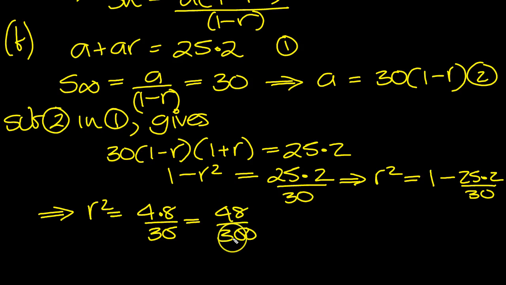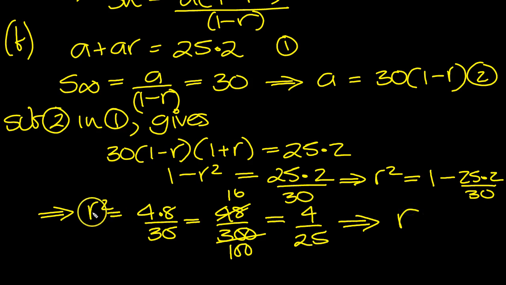16 threes, yeah, 16 threes, so that's 16 over 100. Because we cancel by 3 top and bottom. And then we can cancel by 4 top and bottom, 4 over 25. Square root both sides then. r square rooted is equal to this square rooted. We're not worried about the negative because r is positive, it just gives r as 2/5 as the common ratio.